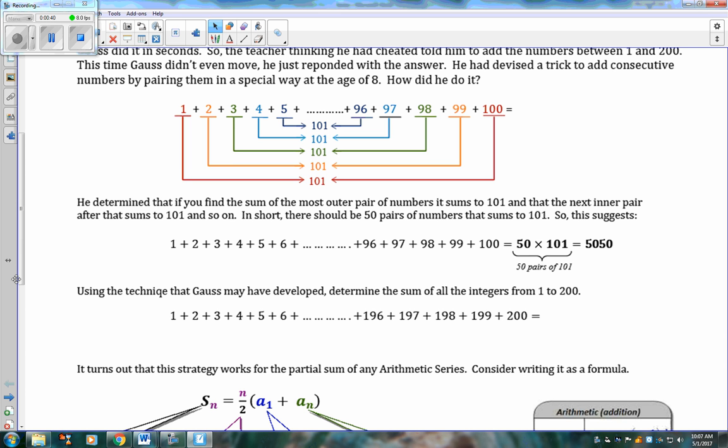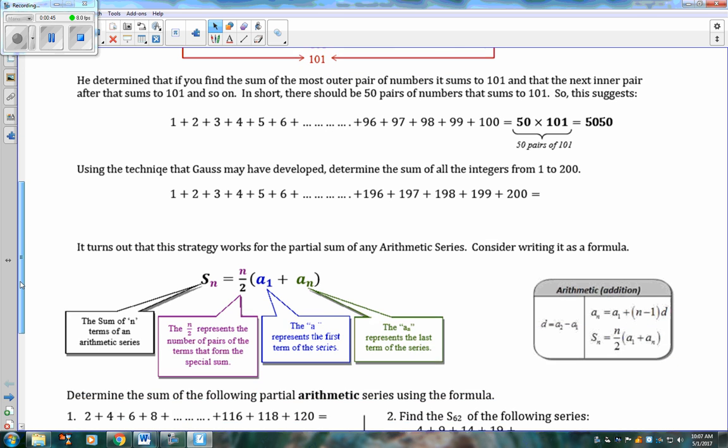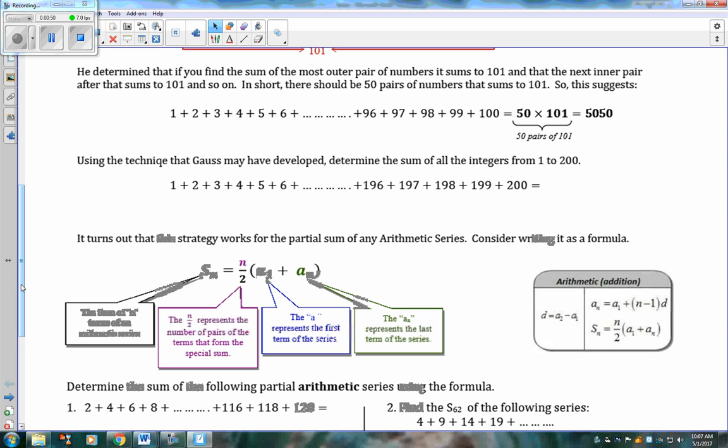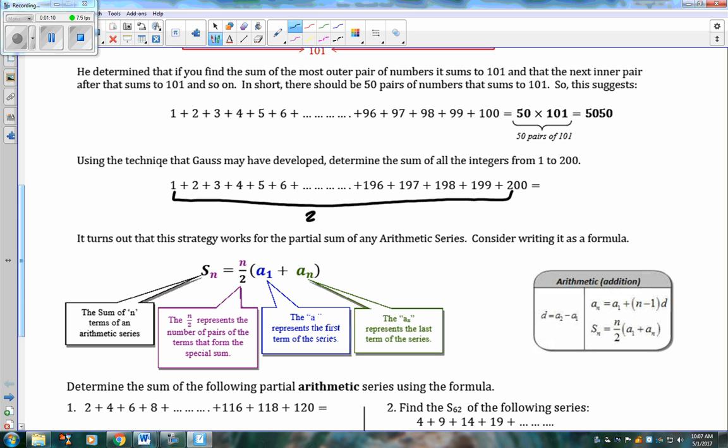So using this technique, they developed that the sum of all the integers from 1 to 200 is going to be what? 201. But how much is the total sequence going to be? Because you add 1 plus 200, that's 201. But how many 201s do I have? 100.